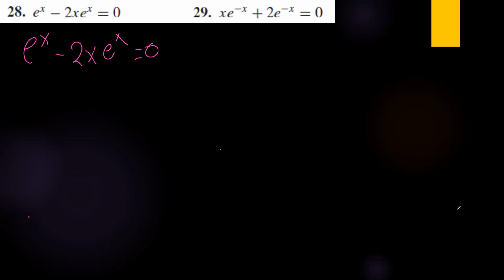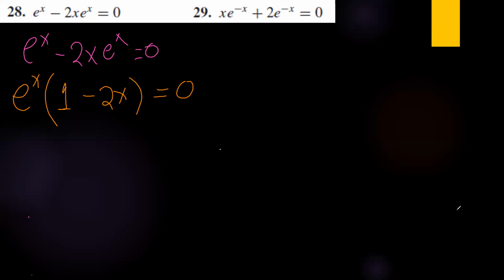They are divided. No. Take e to the power x as a common factor. Let's take e to the power x as a common factor. In the first term, if we take e to the power x as a common factor, we have 1. And in the second one, we have 2x. So when we take e to the power x as a common factor, we have e to the power x times (1 minus 2x), which is 0.